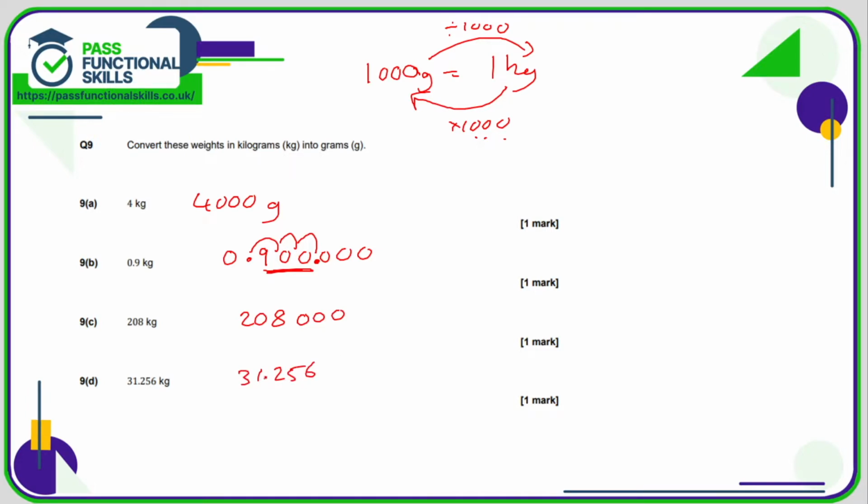And 31.256, move the decimal point 3 positions. You might want to put another 0 on the end or a few zeros if you want, so that you can just see where the decimal point is going to sit, and it's going to sit between the 6 and that first 0 you created, and hopefully you can appreciate that the 0.000 adds no real value, so it's just 31256 grams.